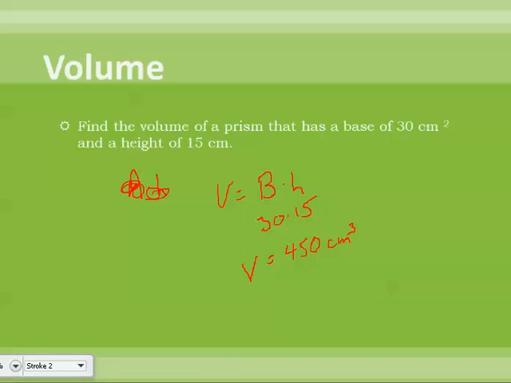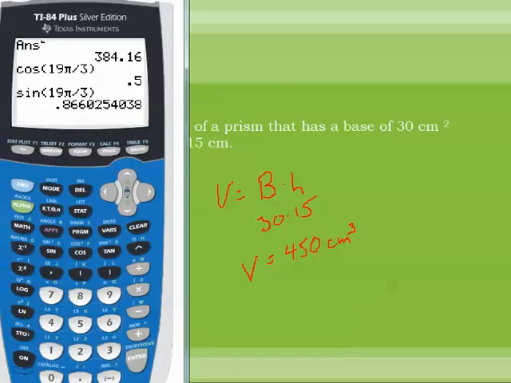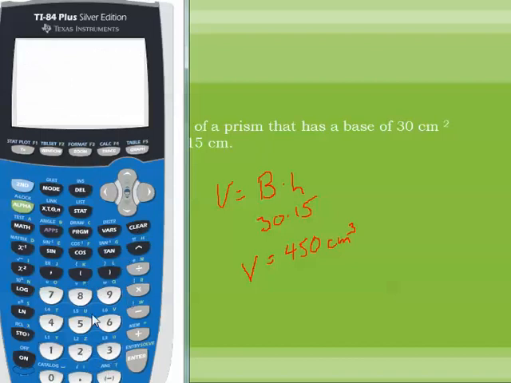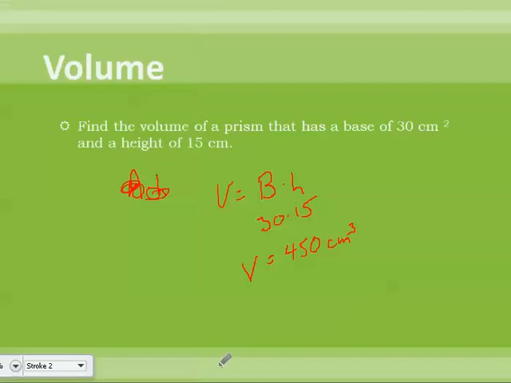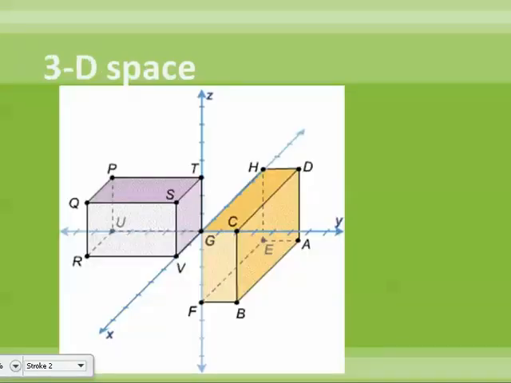Okay? And I want to check that because calculating that in my head, I always like to make certain I did it correctly, especially in a class connect like this. So 30 times 15, and we get 450. Woo. Okay? So let's go on and look at another question.